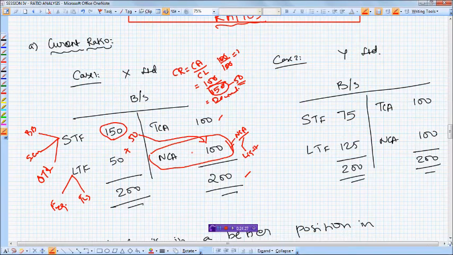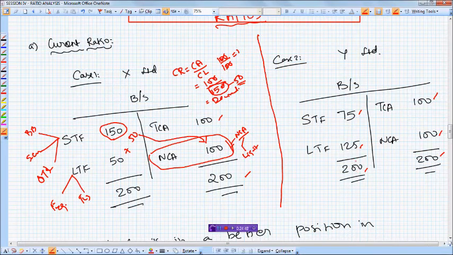It will even face closure of business if demands are not met on time. But you see case number 2. This company has total current asset of 100 crore and non-current asset of 100 crore. So total assets are worth 200 crore, and short-term funds are 75 crore and long-term funds are 125 crore. So total funds are also 200 crore.